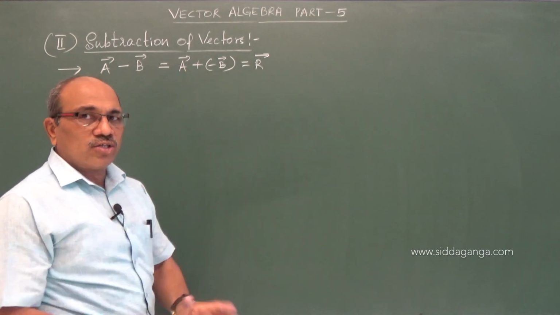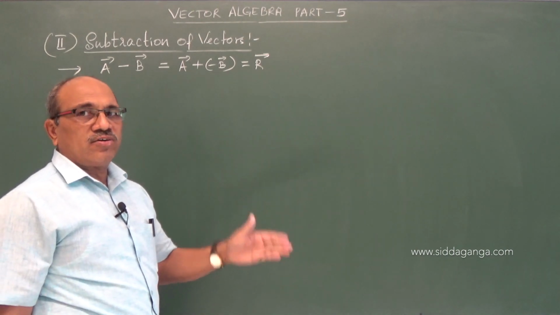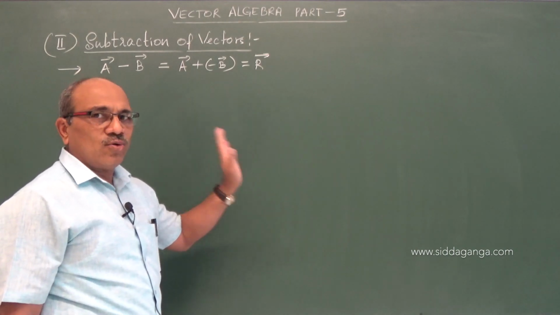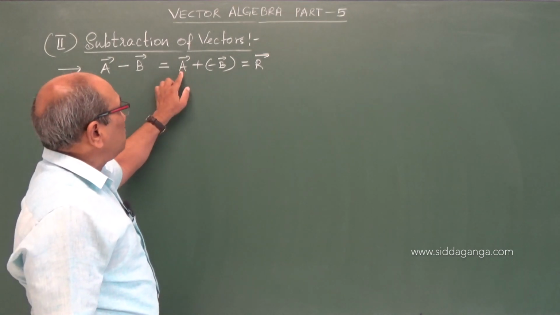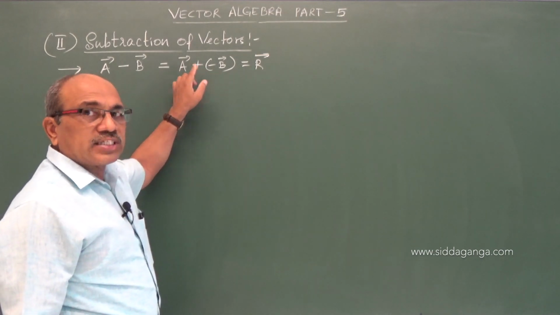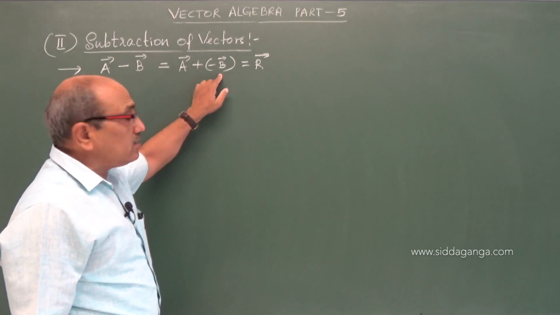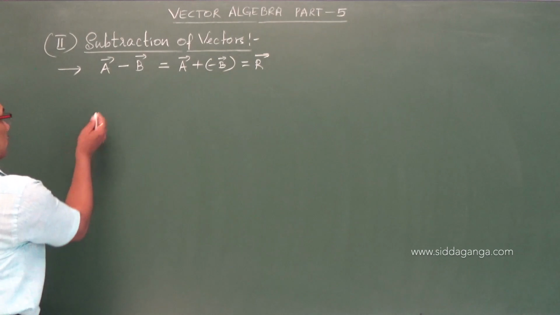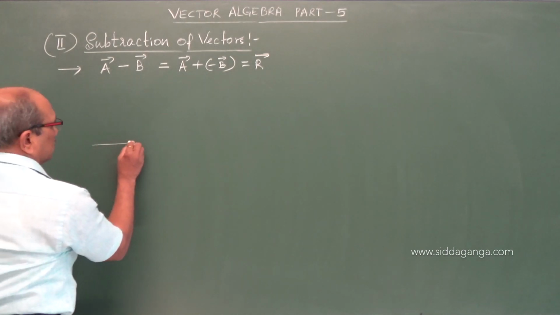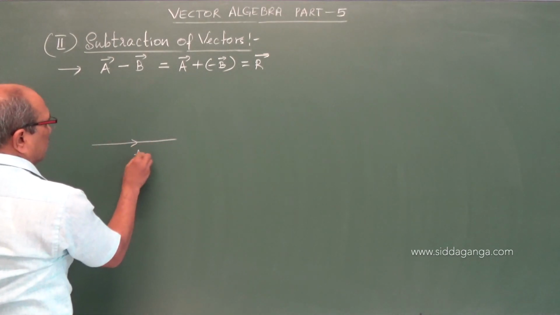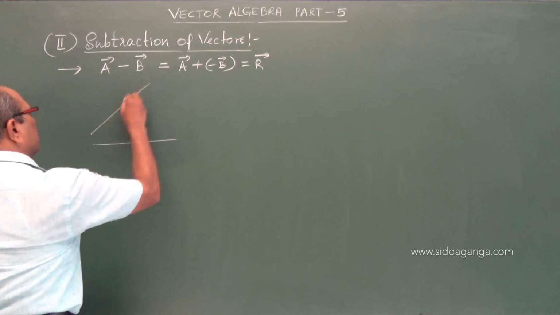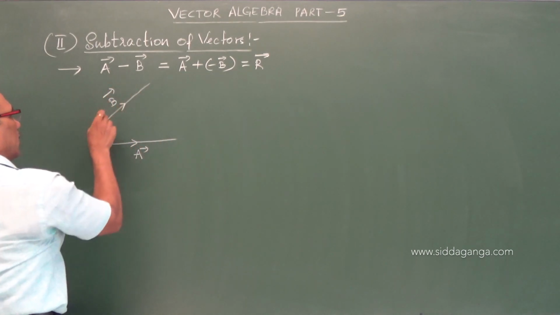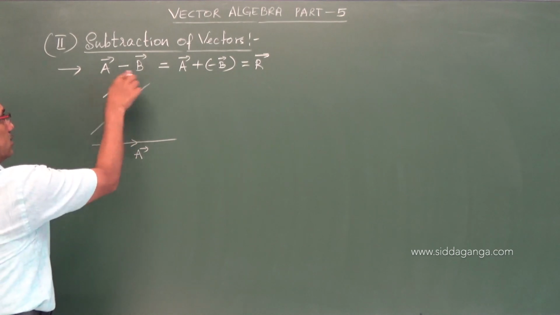All the laws, triangle law, parallelogram law, tip-tail method, anything you applied holds good. Only it is not A plus B, it is A plus of minus B, where B is the vector I have to subtract from A. How is this? Let us go with the geometrical method. Let us consider the vector A, and I have to subtract B from A.